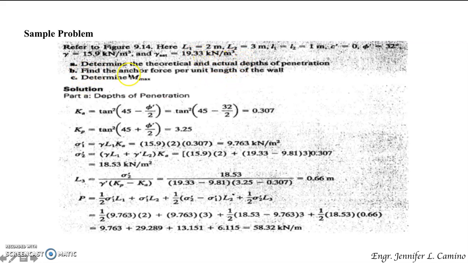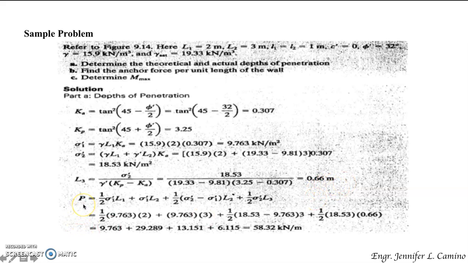We're going to compute for the theoretical and actual depth of penetration, the anchor force per unit length of the wall, and we have to determine our maximum moment. For this one, we have to identify our Ka and Kp, that is 0.307 and 3.25 respectively. So therefore, we can compute now for sigma sub 1 and sigma sub 2 using this equation. We have 9.763 and 18.53 kilonewton per meter squared respectively. Using this expression, you can compute for L sub 3, which is 0.66 meters.